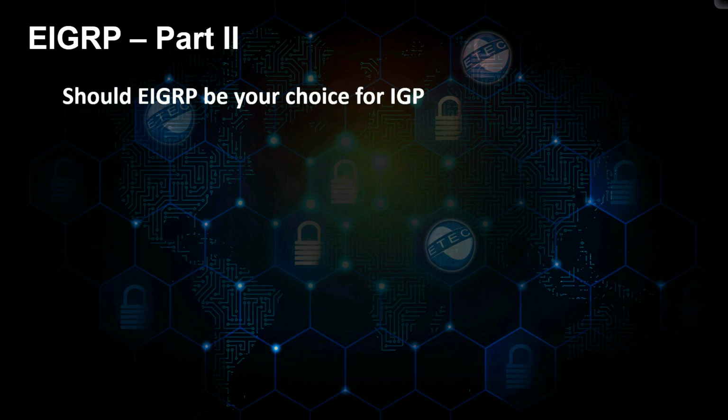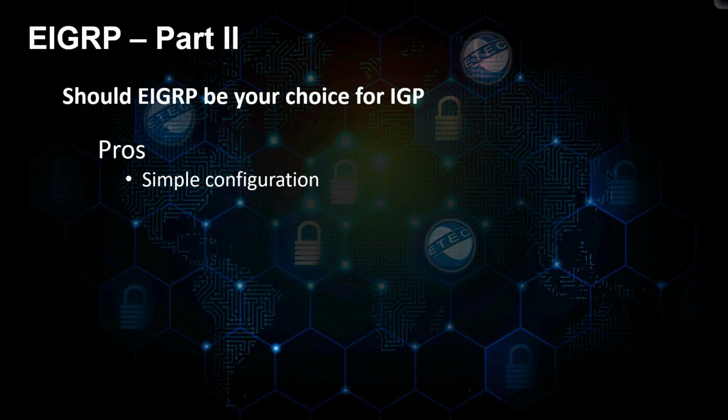Should EIGRP be your choice for internal or interior gateway routing protocol? Let's start with the pros of EIGRP. First is the simple configuration, as you can just use the command network 0.0.0.0 to enable all networks, or simply use the IP address of an interface to be more specific.